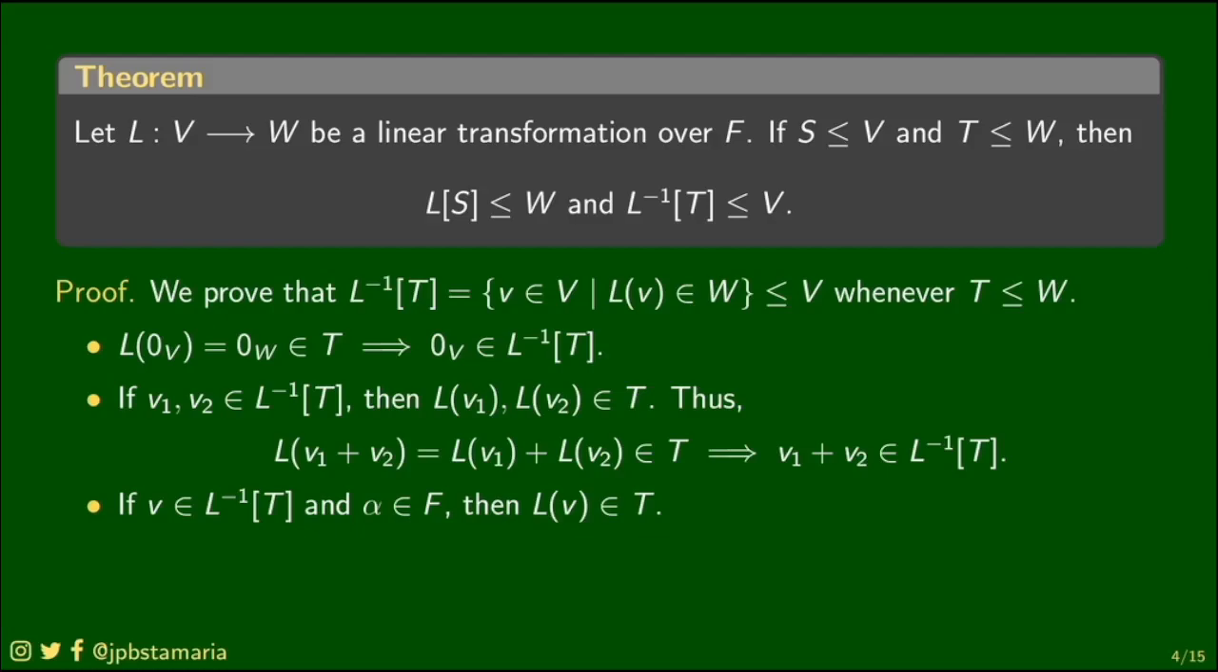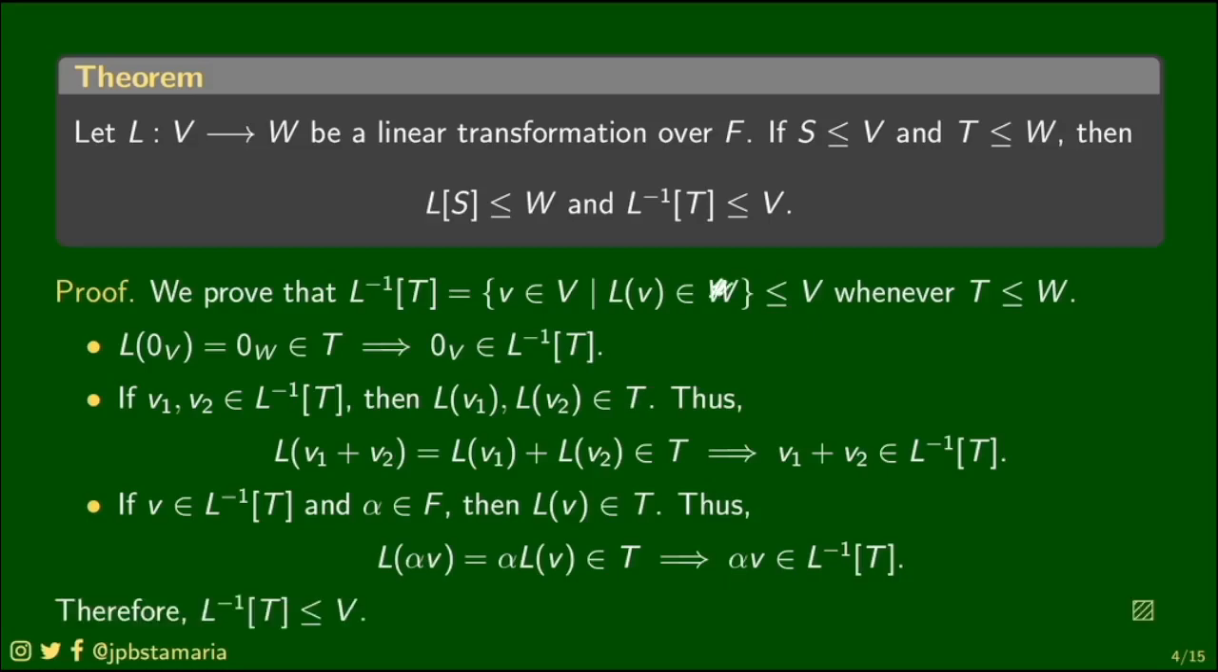Finally, we show closure for scalar multiplication. If V is an element of the inverse image and alpha is a scalar in F, then of course, by the definition of the inverse image, the image of V under L is going to be inside T. Thus, when I look at the image of alpha times V, because L is linear, it equals alpha times L of V. And because L of V is in T, which is a subspace of W, I know that the resulting scaled vector is also an element of T. Therefore, because this vector was sent to an element in T, it follows that the vector alpha V is in the inverse image of T. This completes the proof that the inverse image of T is going to be a subspace of V.